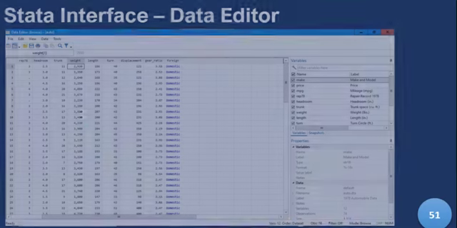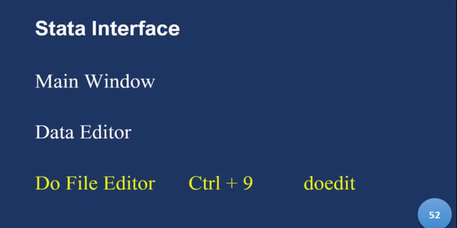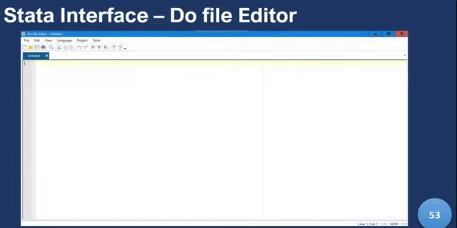So let's move on to the third and final one. This is the do file editor, and it looks like this. You press Ctrl 9 to activate it in the main window. You have to be in the main window and press Ctrl 9, or you type doedit in the command window. I'd already showed you that. You can rewind back and check it for yourself. So it looks like a plain canvas, and this is where we do a lot of magic. We're going to talk about that in a couple of lessons.